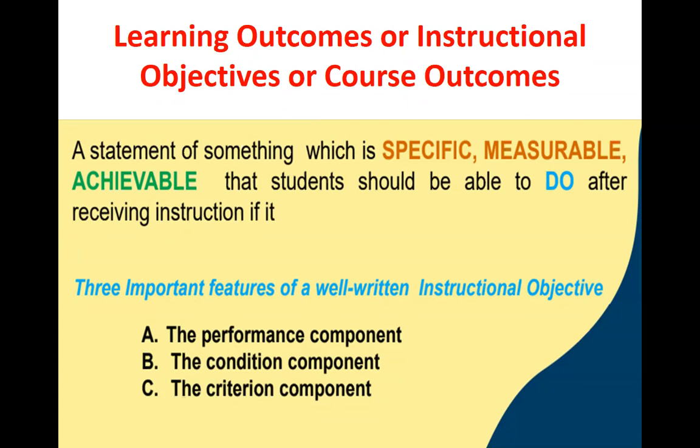Okay, all the three things should be achieved in our course outcome. So in a well-written course outcome, we should have the three components, that is the performance component, the condition component, and the criterion component. So these three components should satisfy these three functions, that is specific, measurable, and achievable. Now we'll see what is a performance component, what is a condition component, and what is a criterion component, and how we can write a course outcome by including all these three components.